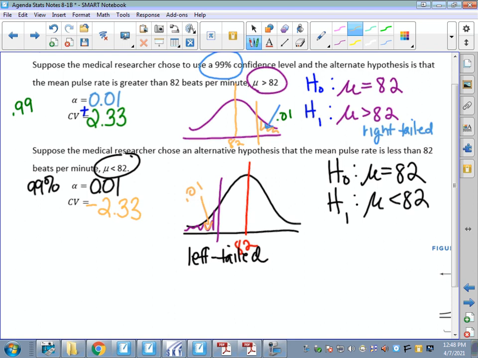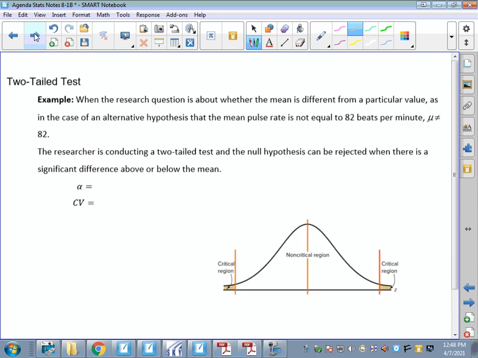We did a lot of looking up things in chapter 6, I believe that was. So there is our right- and left-tailed. So for a one-tailed test, you don't have to split alpha up. Let's talk about a two-tailed test.